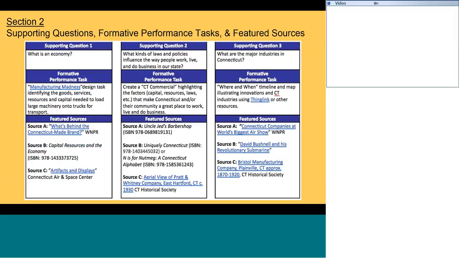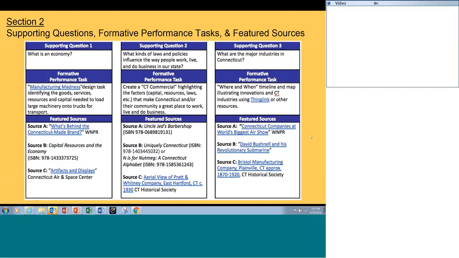In section 2, this is just a quick overview of what it looks like. We have supporting question 1, which is what is the economy? Then here is a formative performance task where they're identifying the goods and services needed to load large machinery onto a truck for transport. And here are some sources that you could look at to help the students meet that performance task, which also lines up with that supporting question.